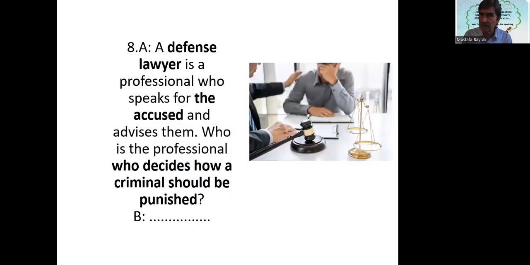A defense lawyer is a professional who speaks for the accused, for the suspects, and advises them. Who is the professional who decides how a criminal should be punished? Of course, a judge is the professional who decides how a criminal should be punished, with the consultation of a jury.